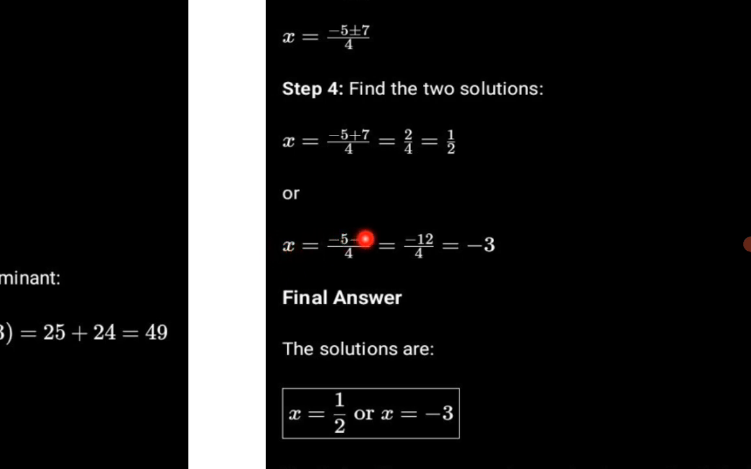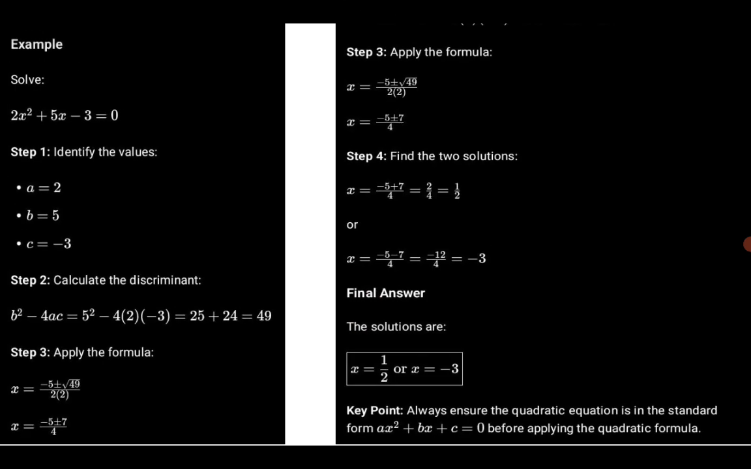Or x is equal to minus 5 minus, this time we are using the minus sign, minus 5 minus 7 over 4. So minus 5 minus 7 is minus 12 over 4. So divide by 4 to give us minus 3. So therefore the solutions to our equation are x equals half or minus 3. So always ensure the quadratic equation is in the standard form before applying the quadratic formula.